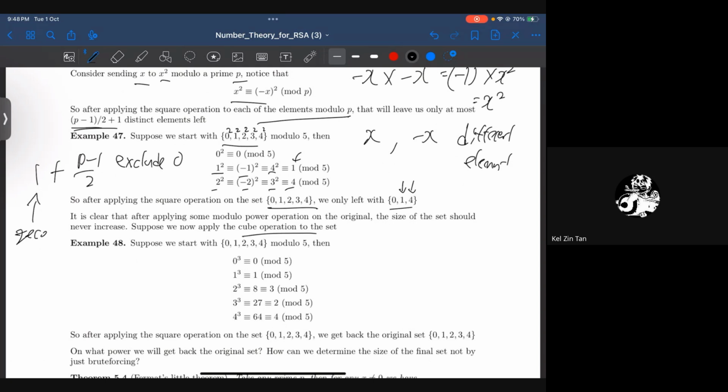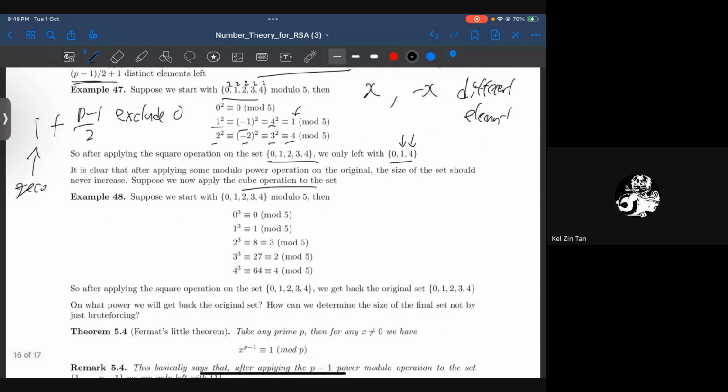But now let's look at what if we apply the cube operation. So we look back at the same example, 0, 1, 2, 3, 4, modulo 5, and now we apply the cube. 1 cubed is equal to 1, 2 cubed is equal to 8, modulo 5 is 3, 3 cubed is equal to 27, 27 modulo 5 is 2, 4 cubed is equal to 64, 64 modulo 5 is 4. So you realize that after we apply the cube operation, we get back the original set. In some sense, it's like a bijection. Like after you map it, you get back the original thing.